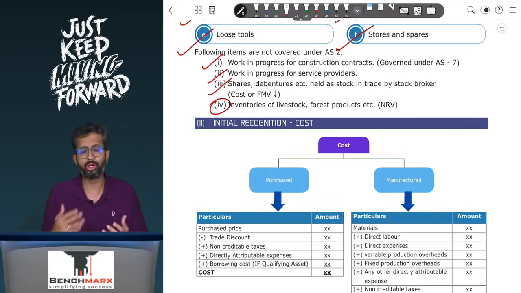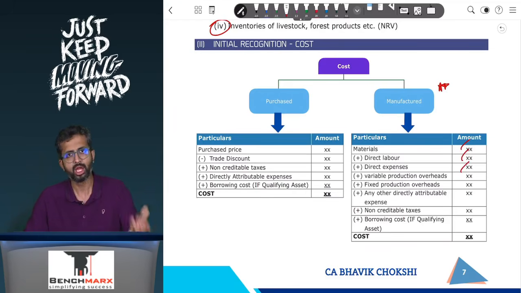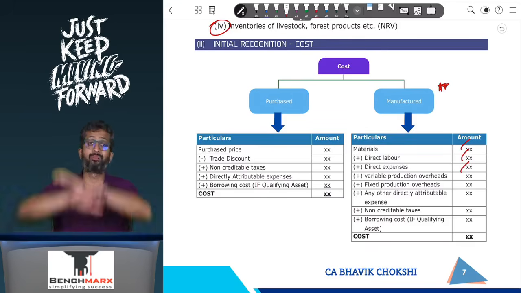Next, when you go to inventory which is manufactured, this is slightly more important, I would say, as compared to purchased inventory. Here, instead of purchase price, you will have raw materials consumed plus direct labor plus direct expenses plus overheads. Now overheads are like, you have a factory, you need to pay power cost. The more you use the factory, the more power, the less you use the factory, the less power. So that is a variable production overhead, or a fixed production overhead, like a factory rent.